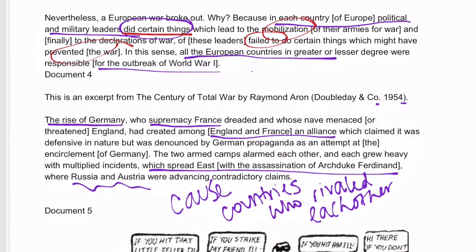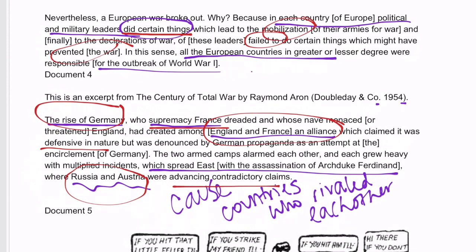According to document 4, alliances were a cause because as Germany was rising to power, France was worried about that, and so was England, and so they allied together in order to minimize the threat and to go on the offensive, which worried Germany. And Germany was afraid that they were trying to overpower them. Austria and Russia also did not get along. Okay, that's where it says contradictory claims.